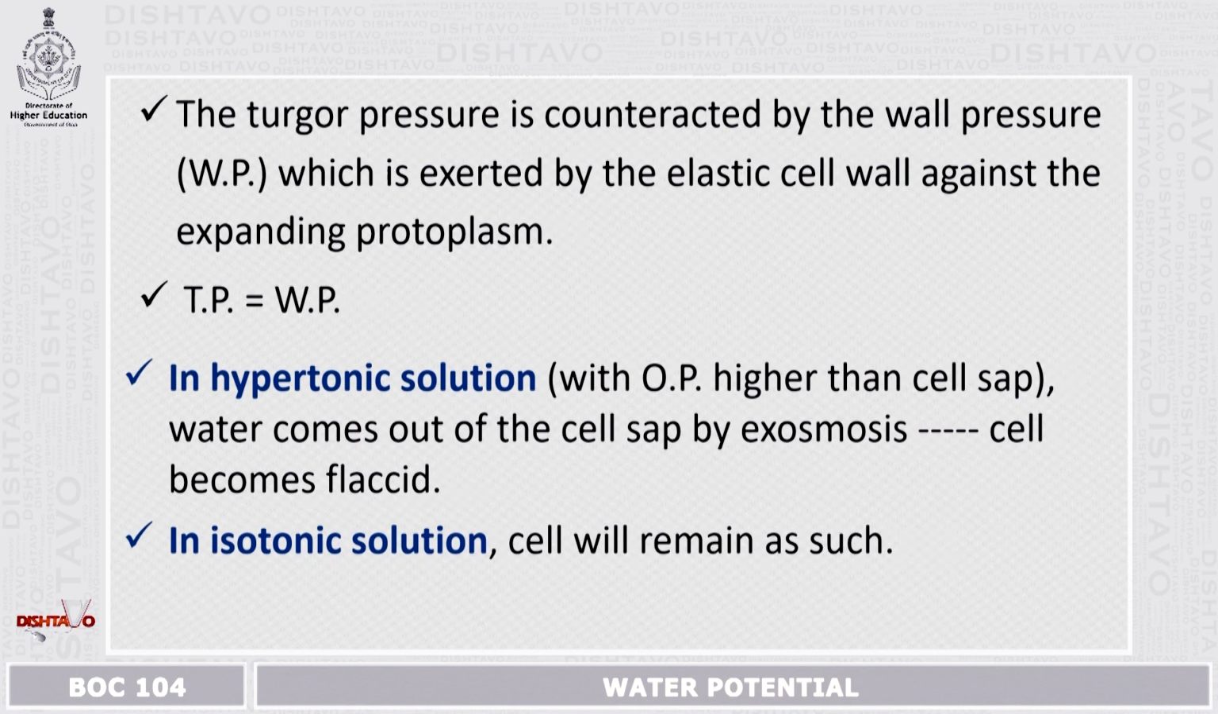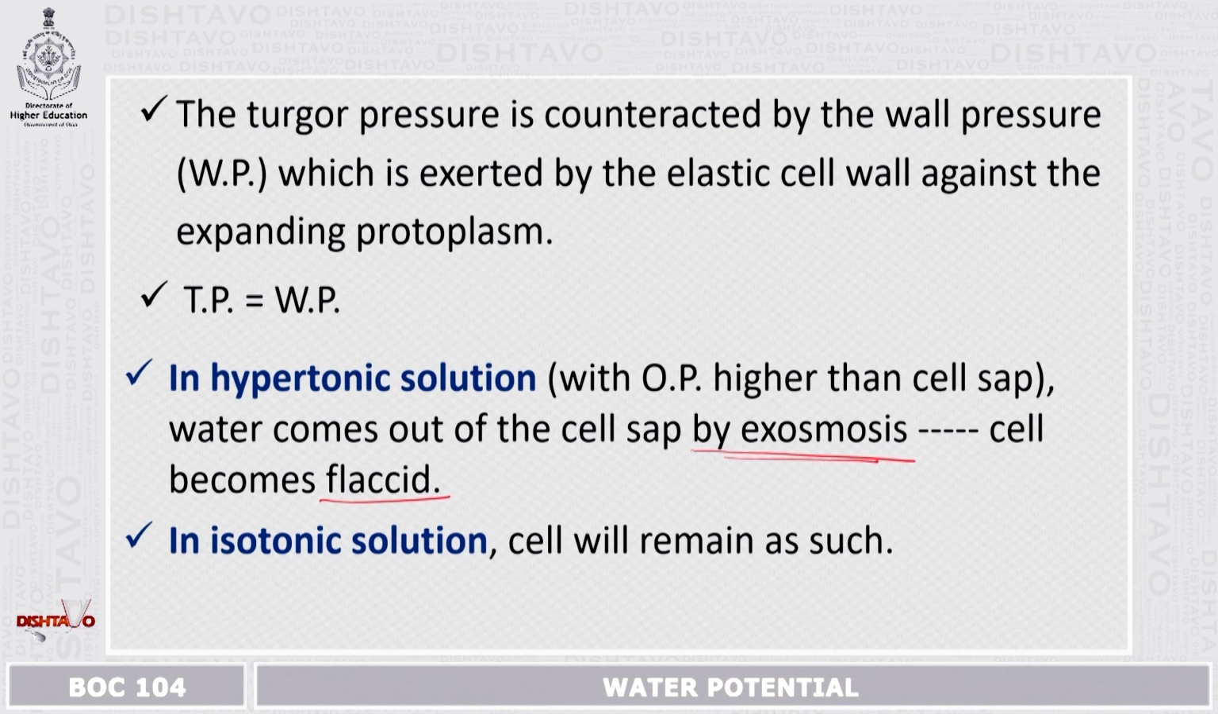When a plant cell is placed in a hypertonic solution where the osmotic pressure is higher than the cell sap, what will happen? The water from the cell sap will come out of the cell by a process called exosmosis. As a result, the cell will become flaccid.